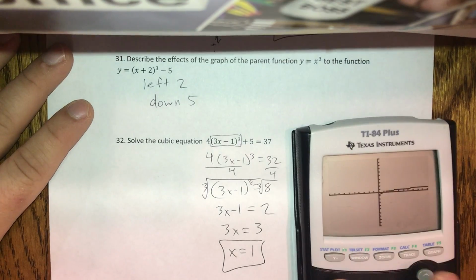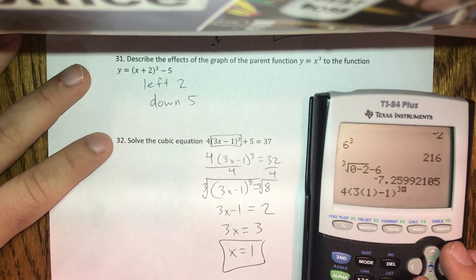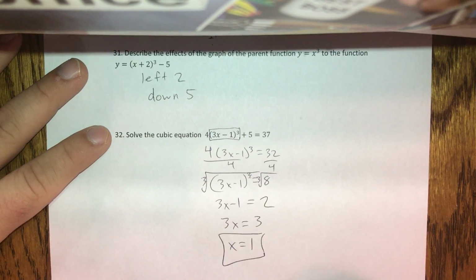And since it's the last one, we'll go ahead and check it in the calculator, make sure we did it right. And so 3 times 1 minus 1 cubed plus 5, we'll see, does that equal 37? Yes, it does. And that is it.